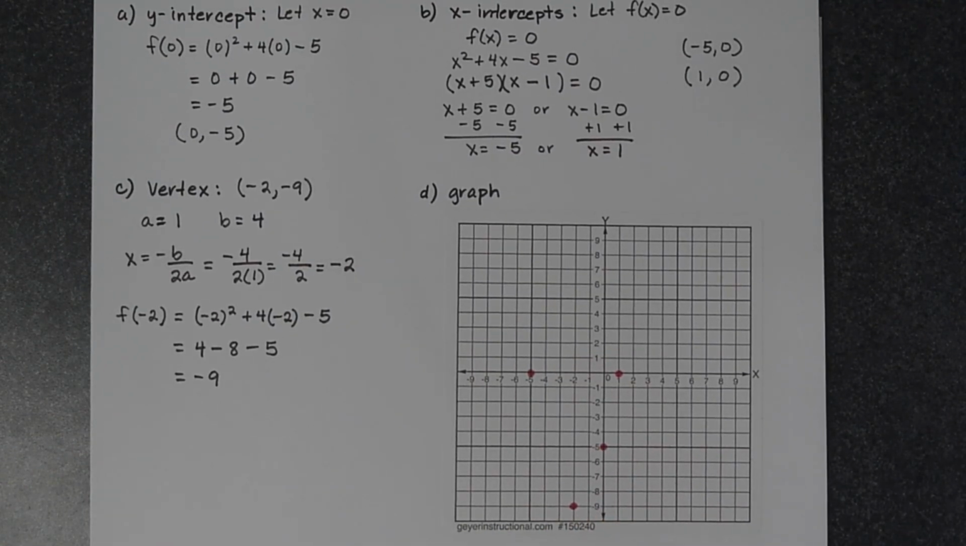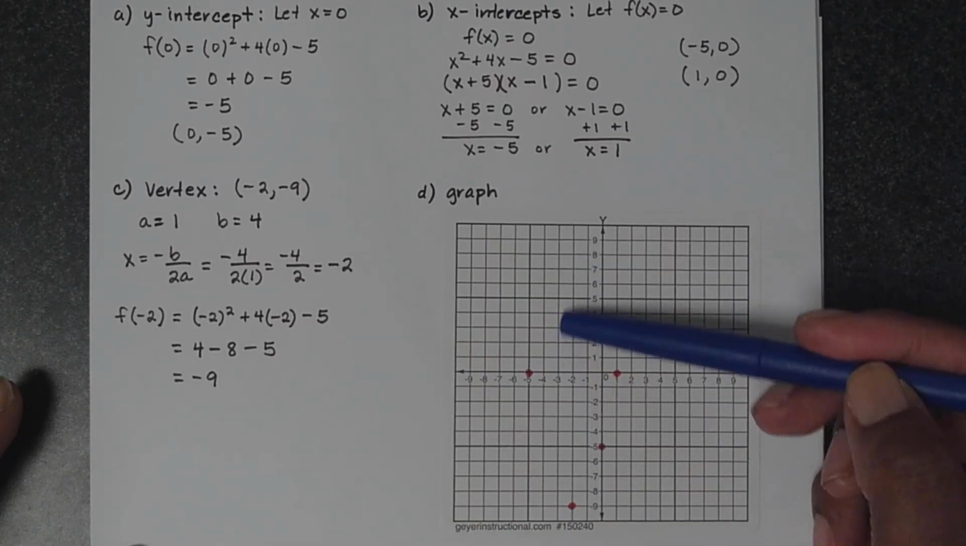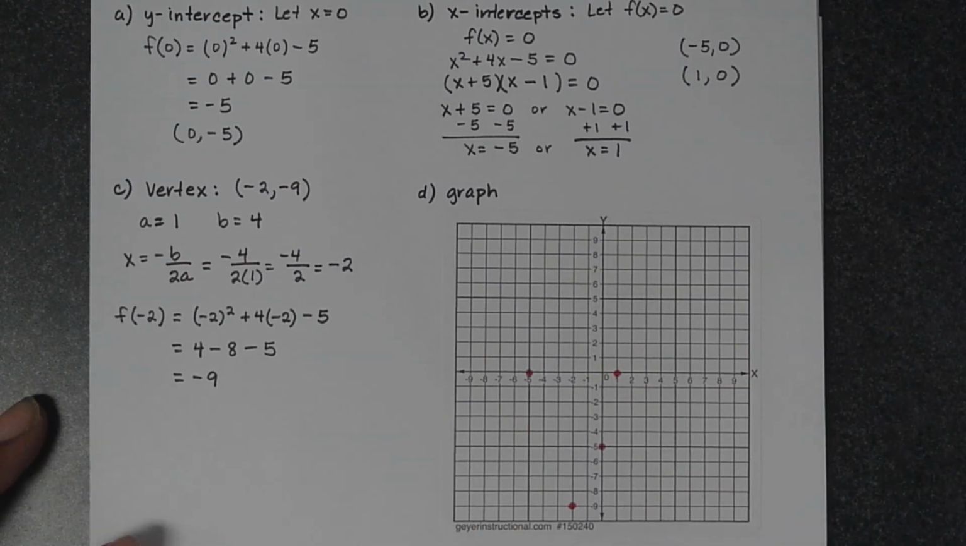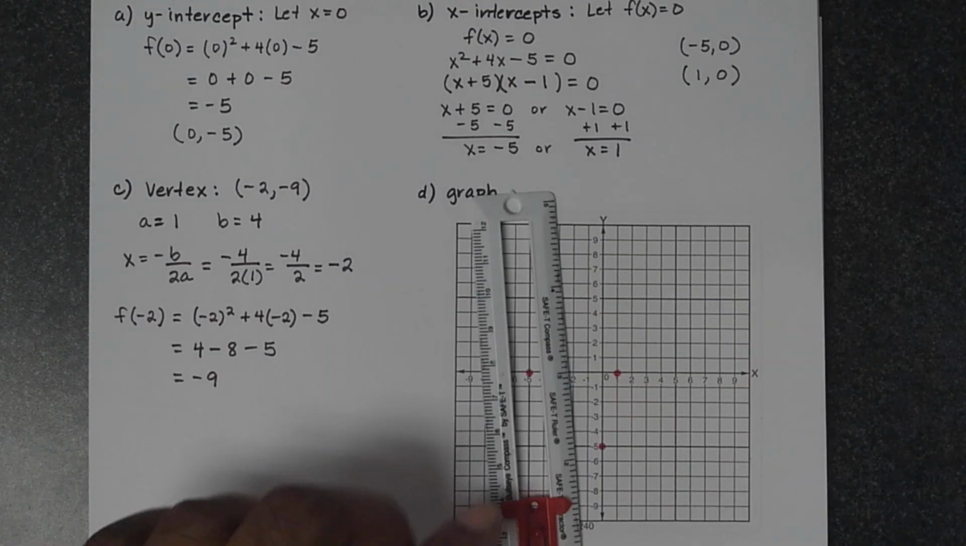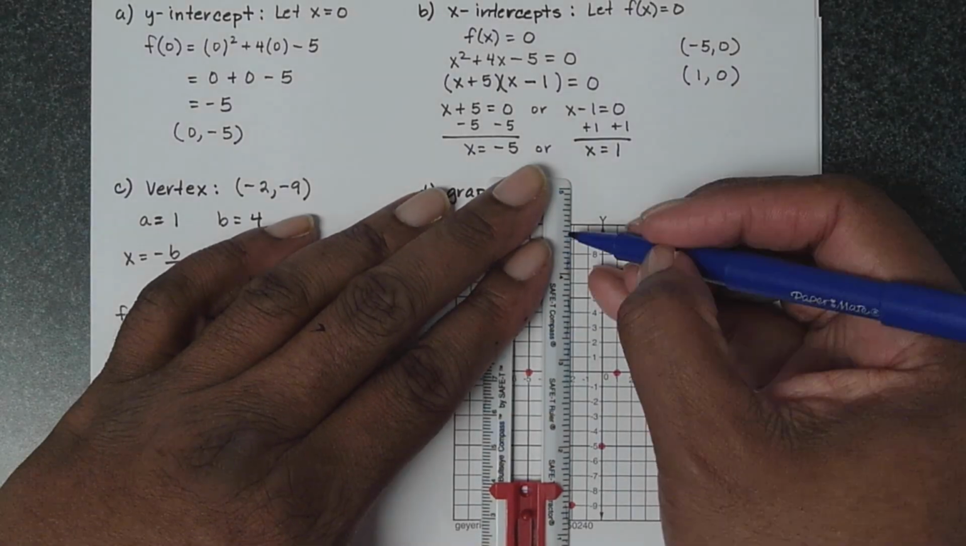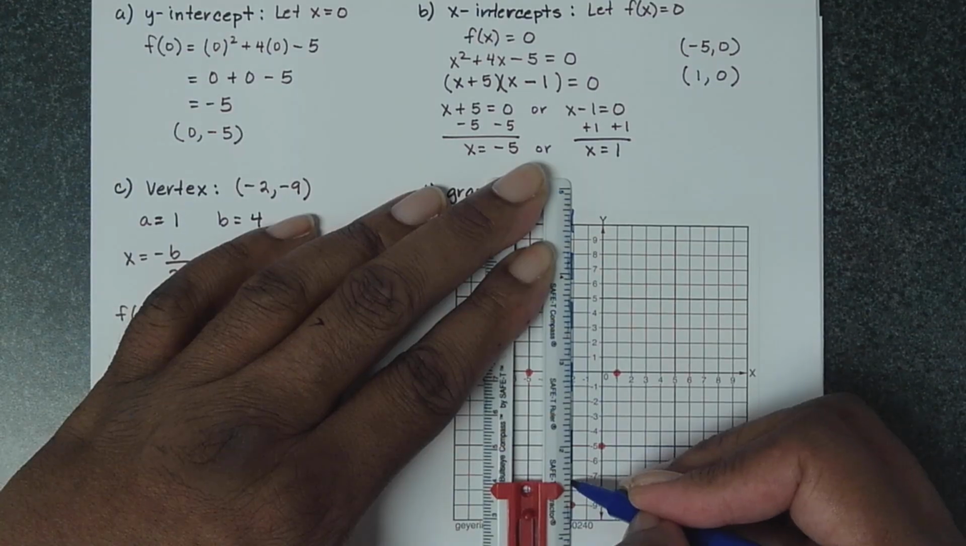And also the axis of symmetry, if this helps, you can draw that in. The axis of symmetry always goes through the vertex. It's the vertical dotted line going through the vertex and the x-axis. That axis of symmetry is going to be x equals -2. So I'm going to draw in the axis of symmetry.